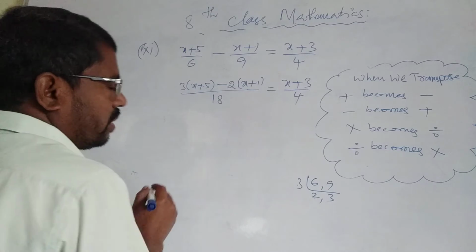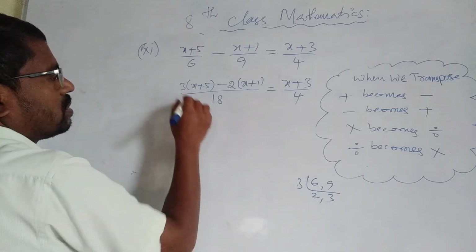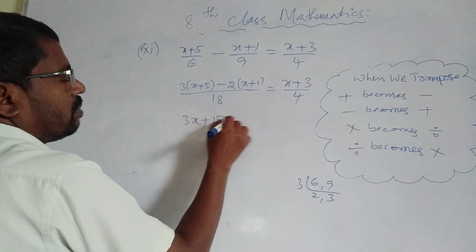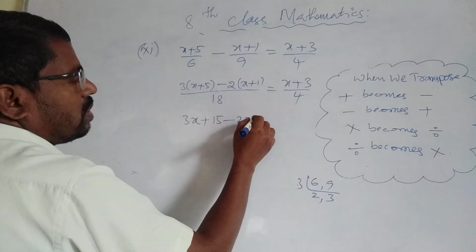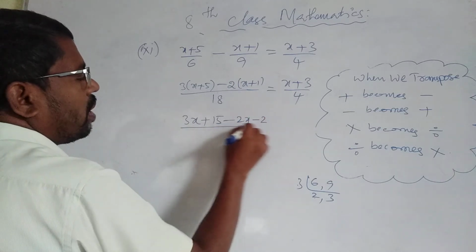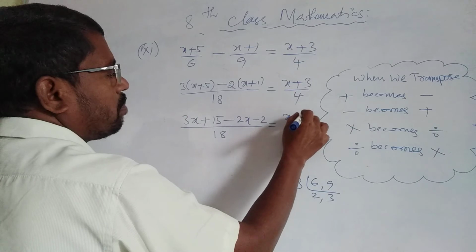Now we are going to reduce it. 3 into x, 3x, plus 3 fives are 15. Minus 2 into x, 2x, minus 2 into 1, minus 2, by 18 is equal to (x plus 3) by 4.